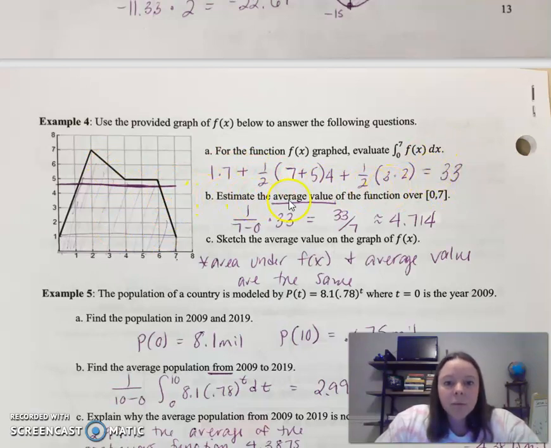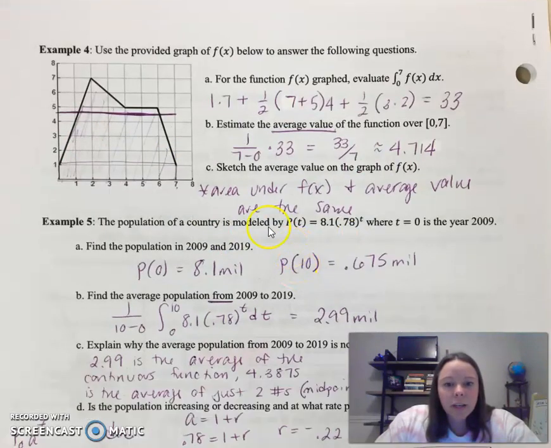All right. Estimate the average value of the function over 0 to 7. So take that area under the curve and divide it by 7 minus 0. That's that b minus a. And that's the average value. That's the horizontal line that I sketched right here. So the area under that horizontal line should be the same as the area under this crazy shape. So sketch the average value, we did that, and there we go. So, isn't that kind of cool?